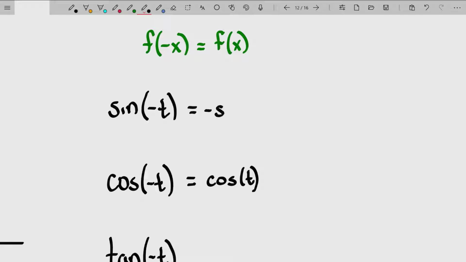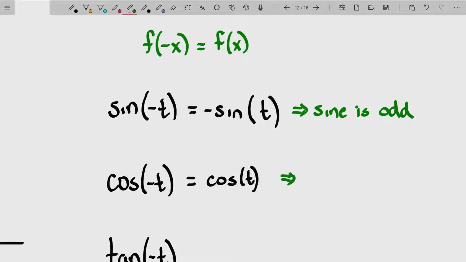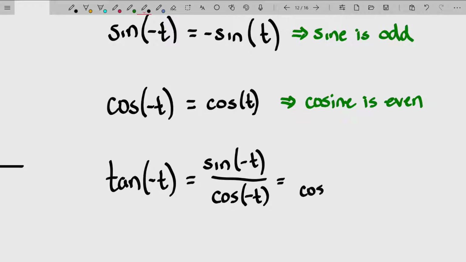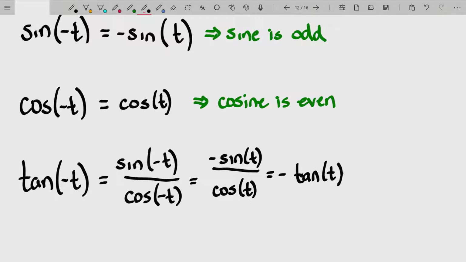So let's go ahead. I don't like how small that's written, so I'm going to write it slightly larger, sine of t. All right, so this tells us that sine is odd. Cosine of negative t being the cosine of t tells us the cosine is even. Tangent of negative t, well, that is actually the sine of that negative t over the cosine of that negative t, but we know that cosine is even, so that's going to be cosine of t, and we know that the sine is odd, so it's a negative sine of t, which is actually the negative tangent of t. So tangent of negative t is the negative tangent of t, implies tangent is odd.